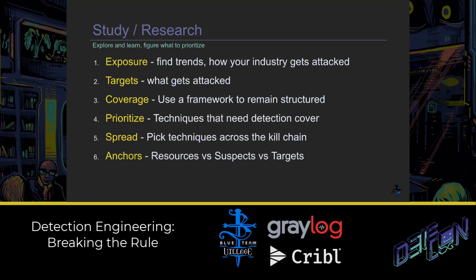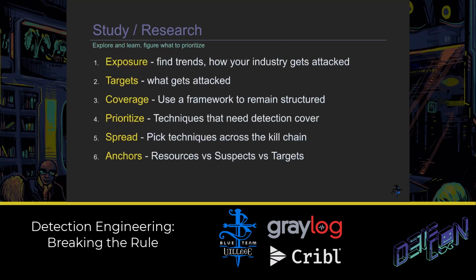This is again a matter of multiple different schools of thought. How do you build detections? How do you anchor these detections together? Do you build detections around resources, or around suspects, or around targets, right? What is the key artifact you're going to use to connect your detection?